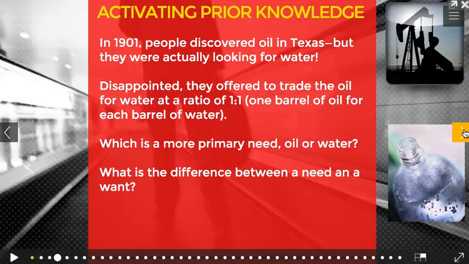In 1901, people discovered oil in Texas, but they were actually looking for water. Disappointed, they offered to trade the oil for water at a ratio of 1 to 1, 1 barrel of oil for 1 barrel of water. Which is a more primary need, oil or water? What is the difference between a need and a want?